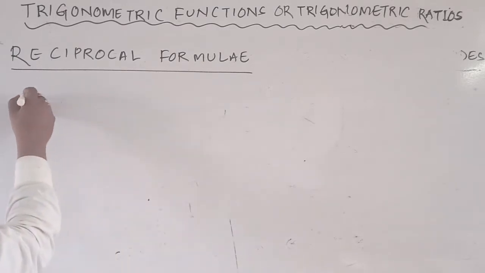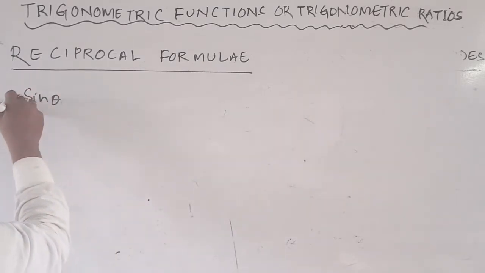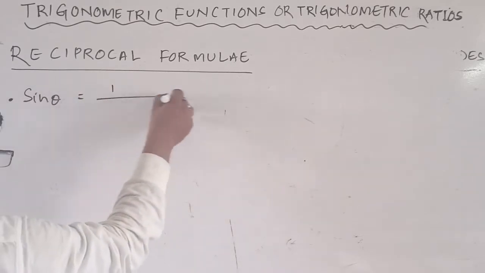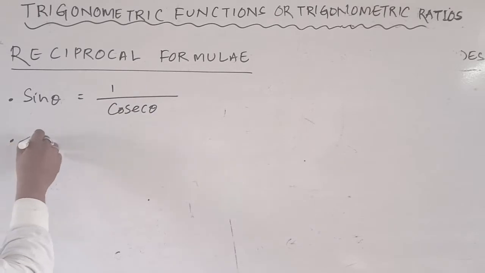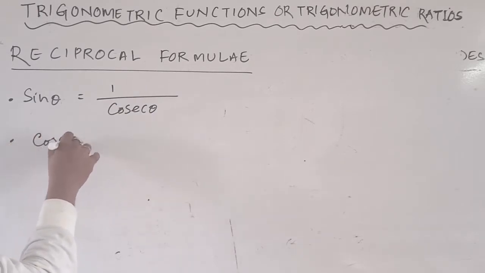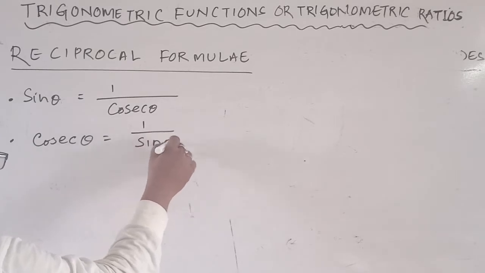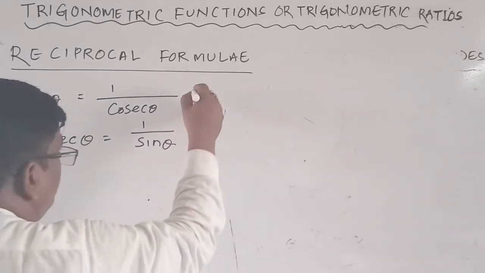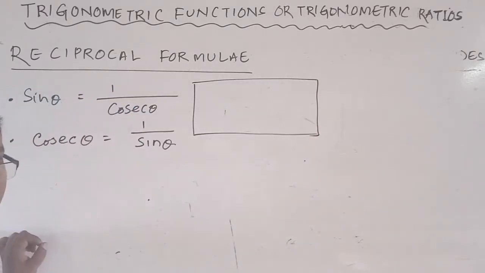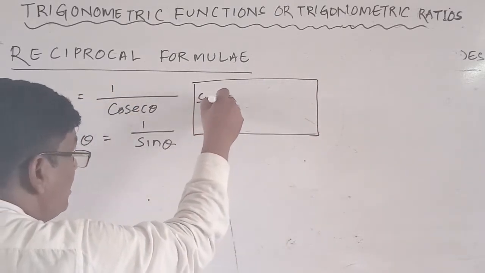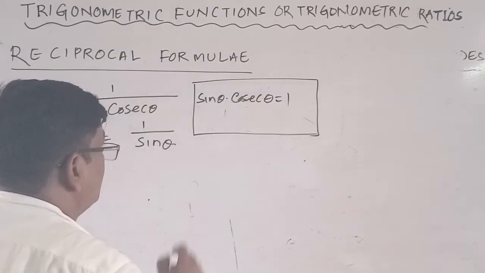Now the number one formula: sin theta is equal to 1 by cosec theta, and cosec theta is equal to 1 by sin theta. That is, the main formula is sin theta into cosec theta is equal to 1.